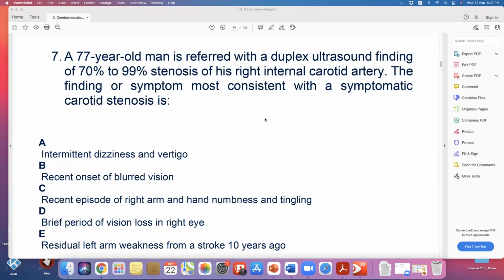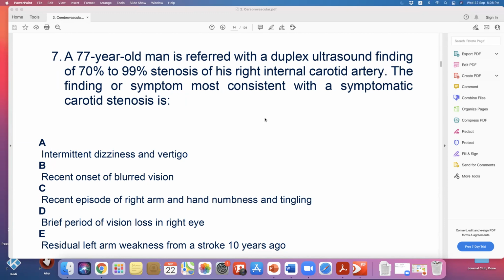A 77-year-old man is referred with duplex ultrasound finding 70 to 99% stenosis of his right internal carotid artery. The symptoms most consistent with symptomatic carotid stenosis are intermittent dizziness and vertigo, recent onset of blurred vision, recent episode. Stop. We have to learn, not just solve the question. I want to read it all first. It's simple.